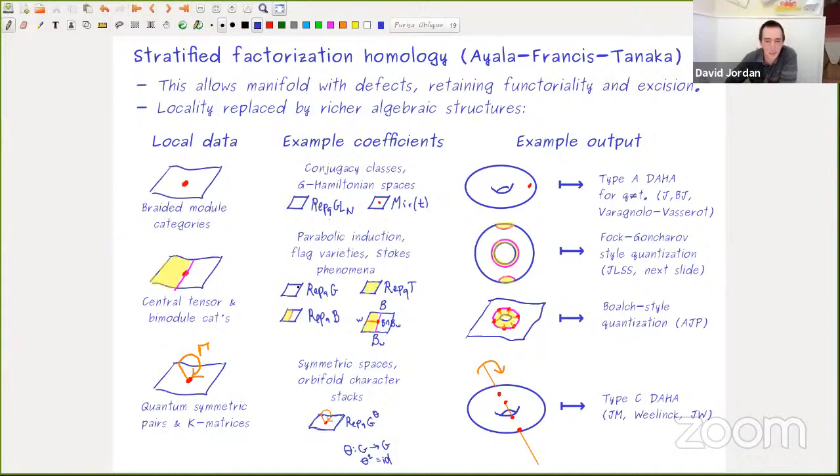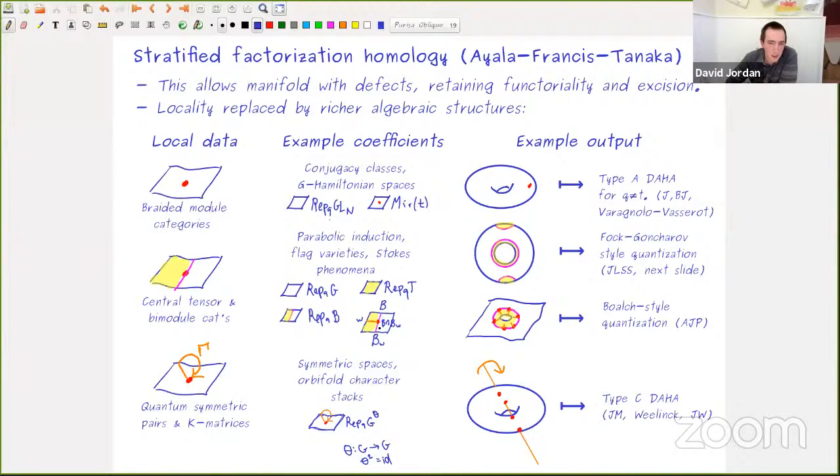So as one example, I can take for my braided tensor categories representations of quantum G and quantum T. T is the Cartan. Sorry, I used H before, but we'll use T. And then it turns out that rep Q B is a perfectly good interface between T and G.